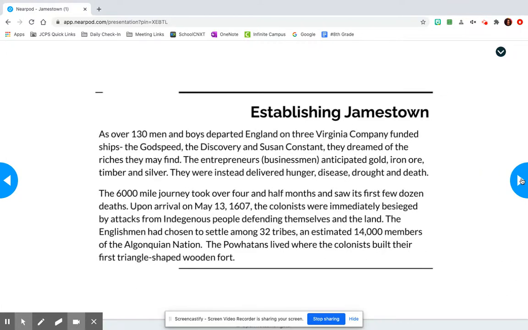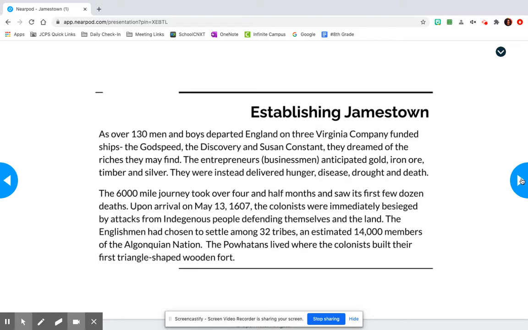Establishing Jamestown. As over 130 men and boys departed England on the 3 Virginia Company-funded ships, the Godspeed, the Discovery, and Susan Constant, they dreamed of the riches they may find. The entrepreneurs, or businessmen, anticipated gold, iron ore, timber, and silver. They were instead delivered hunger, disease, drought, and death. The 6,000-mile journey took over 4.5 months and saw its first few dozen deaths.